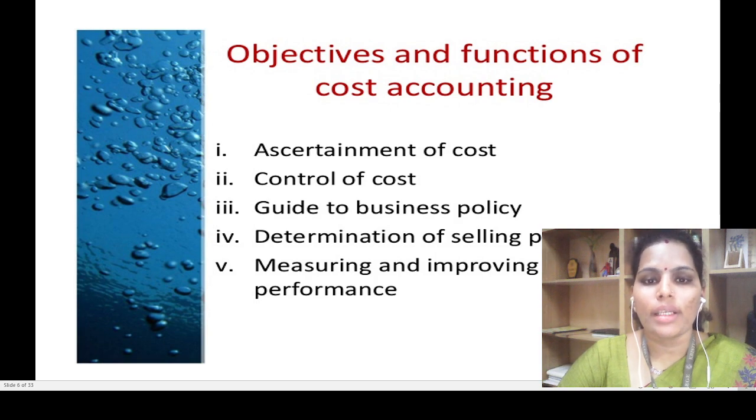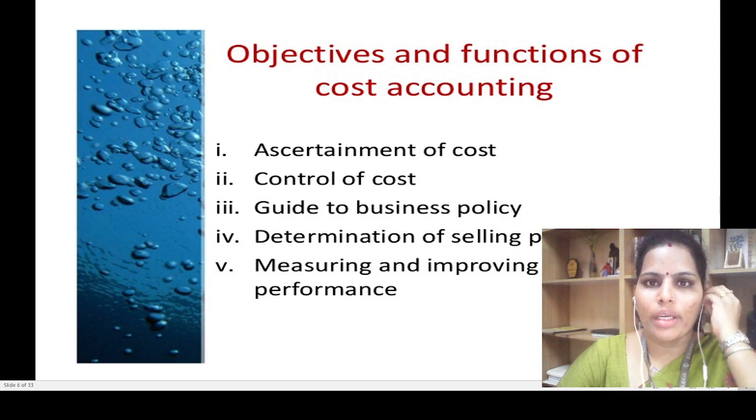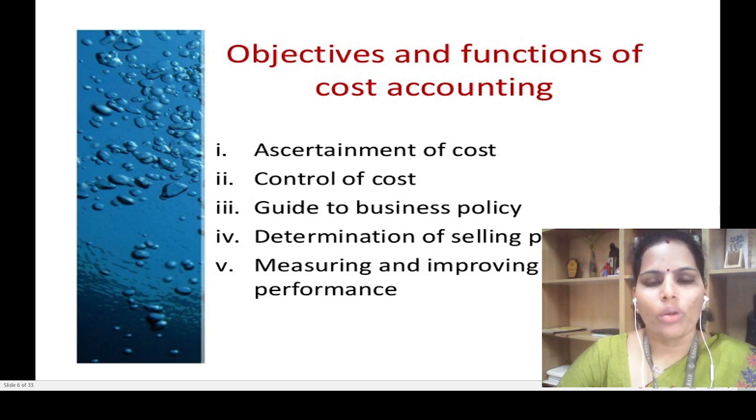The first one is ascertainment of cost. Why do we have to do it? It is very important. If you want to fix the price for the product, the first thing you should know is the cost, because cost plus profit is equal to selling price, right? So ascertainment of cost is very important. You have to calculate the cost. That is the first objective of cost accounting.